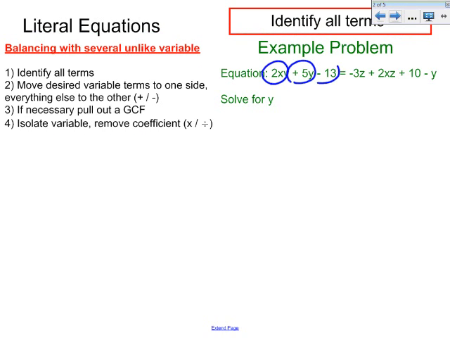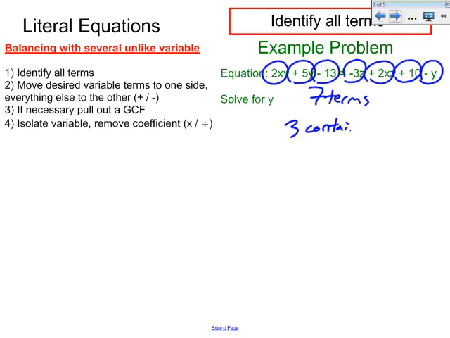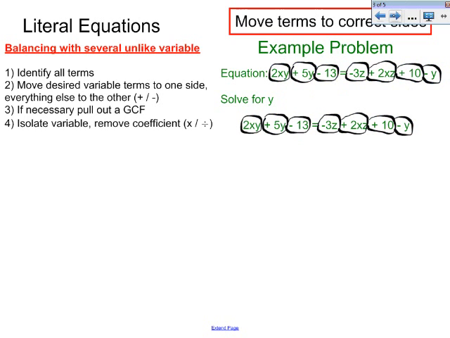Alright, so in this particular problem, we're solving for y. Now, before you do anything, you should identify how many terms there are. So in this case, we have 7 terms. Again, a term is separated by addition and subtraction. Now, we're looking for y, so you want to identify the number of y terms. So there's basically 3 terms that contain the letter y.